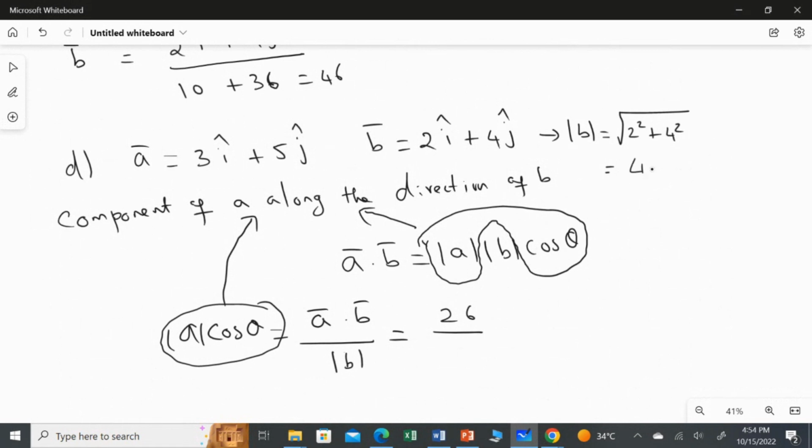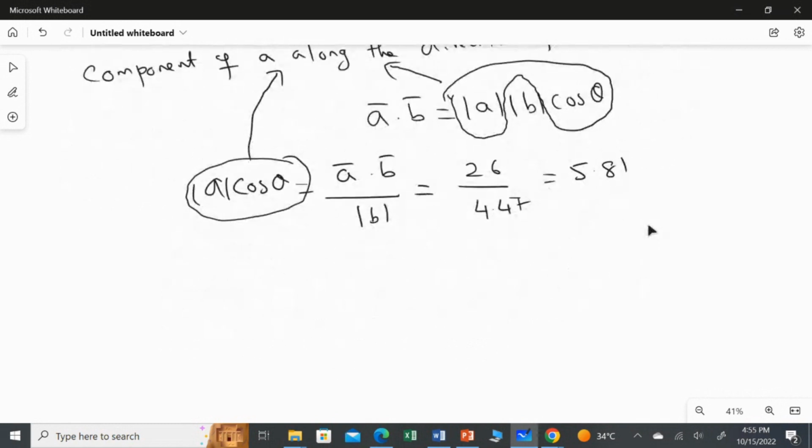What's the answer? 4.47. So I'm going to substitute the value here, 4.47. So 26 divided by 4.47 gives the answer of 5.81. So this is the answer for D part. So the component of A along the direction of B is 5.81. Understand?